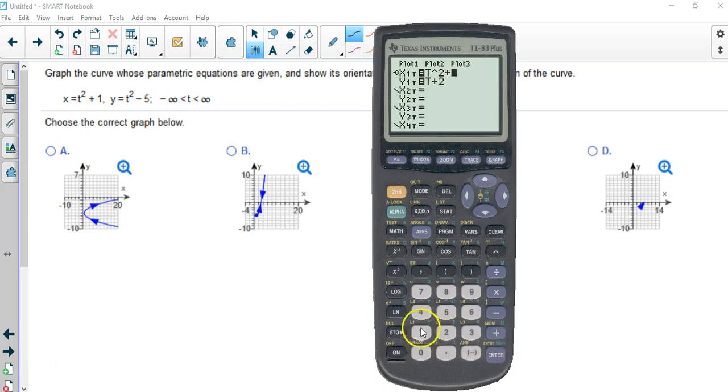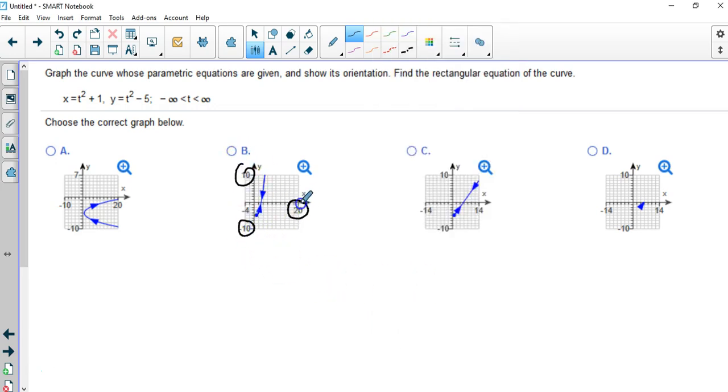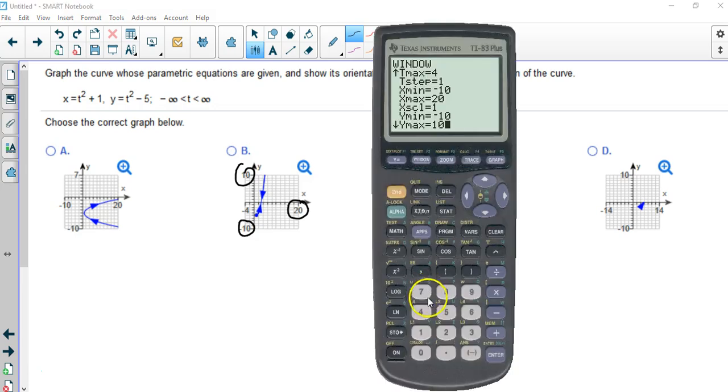I got t squared plus 1. I got a t squared minus 5. I don't really need to talk about from infinity to infinity, and I'm going to look at these graphs a little bit. It looks like my step I can leave at 1, and I'm going to go negative 10 to, let's say, 20 for a max. And for the y min, I'll go negative 10 to 10, because that's what I basically have on these over here. If you didn't have something to look at to see where your mins are going to and from, then you might want to just go ahead and hit graph and move around the screen as you need.